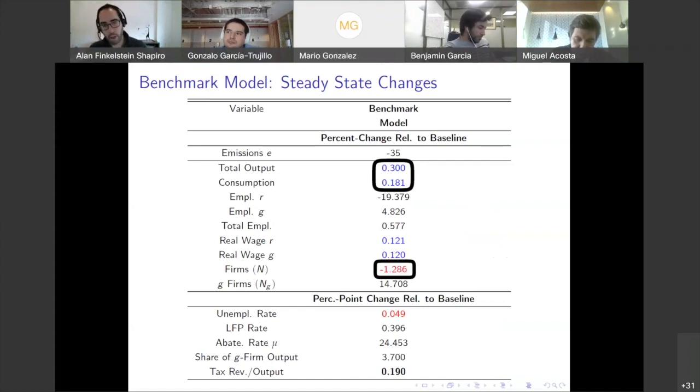There's a natural increase in the number of firms that are green, quote unquote, because by increasing the carbon tax, you're making it more expensive for you as a regular firm to produce, and then firms end up at the margin adopting the green technology, solar panels, wind, etc.